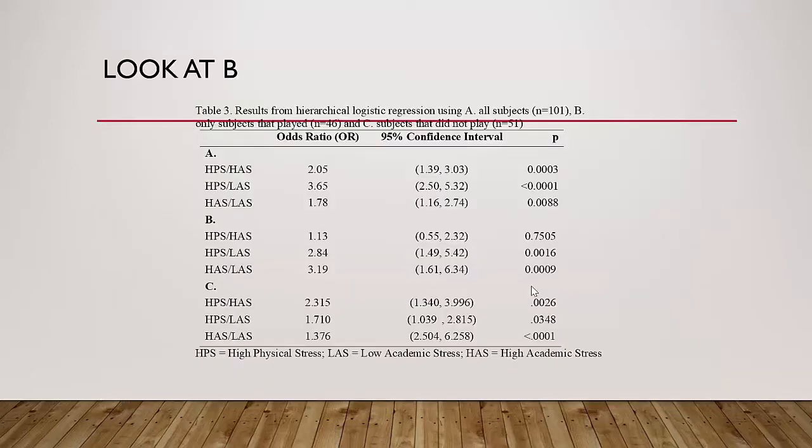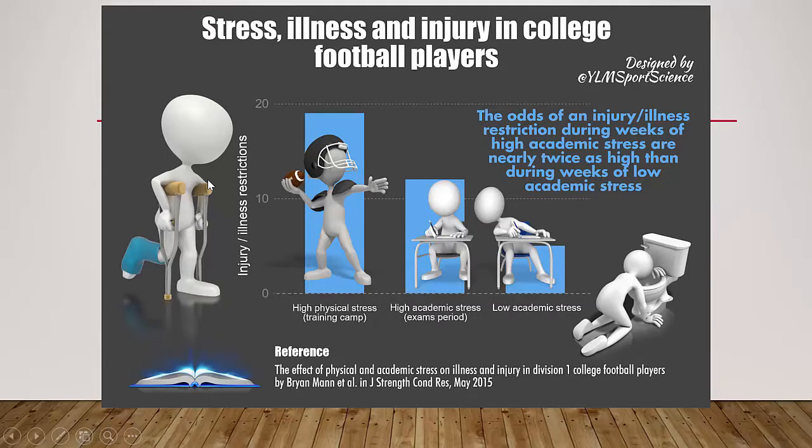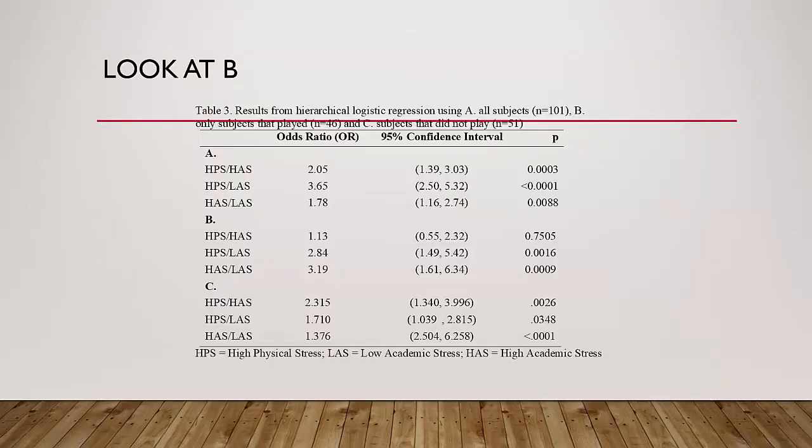Well, whenever we actually look here at B, I think that we see something a little bit different. So A is the entire team, which is essentially this slide. C is for the guys that didn't play, and most of the time they don't matter, or there's not enough stress induced because they're not playing. And then B is only the athletes that played. If we look here, HPS is high physical stress, LAS is low academic stress, and HAS is high academic stress. So high physical stress is training camp, high academic stress is a test or project week.